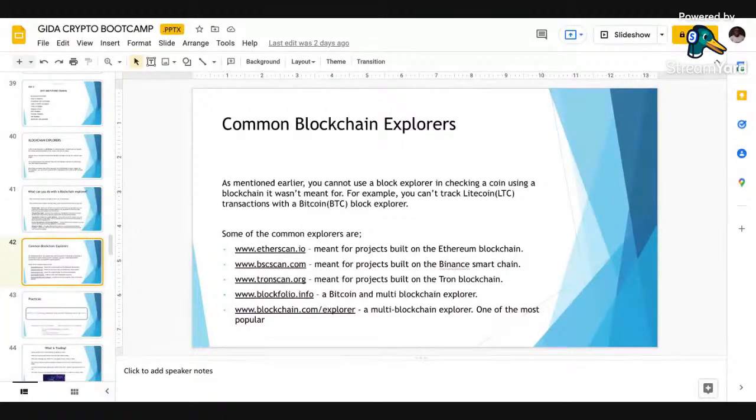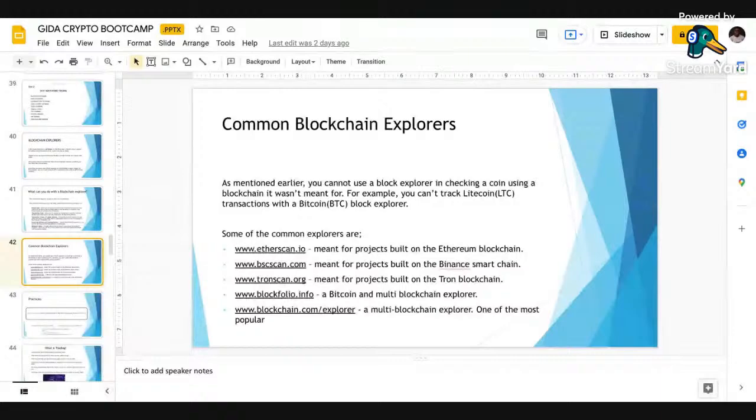Blockchain is not the app called blockchain.com. That is just a wallet, just like Trust Wallet. Do you understand? It's just a wallet to store your coins. That is what that app is.